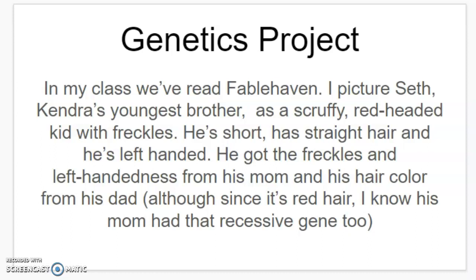No, but can you imagine Seth scarring his knee climbing trees? Yes, because that fits his character in the books. I think he got his hair color from his dad and his freckles and his left-handedness from his mom. Right? But if it's red hair, I know he also got one of those recessive genes from his dad too, unless his mom had both little r's, but you get genes from both your parents. So the dad had to have that as well. Make sense? I don't think it's too hard.